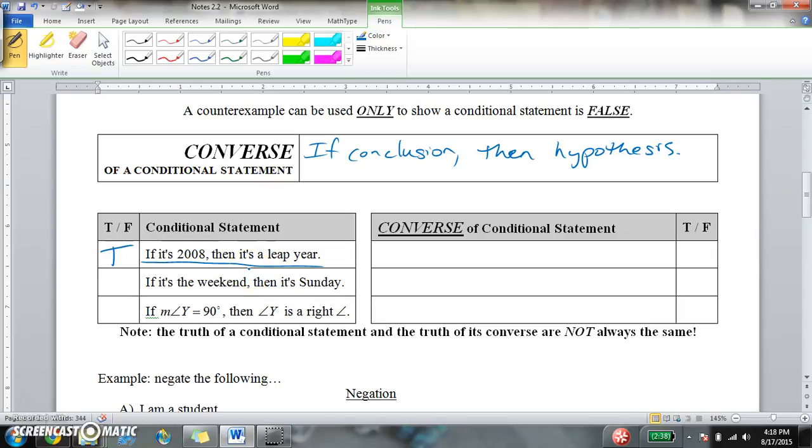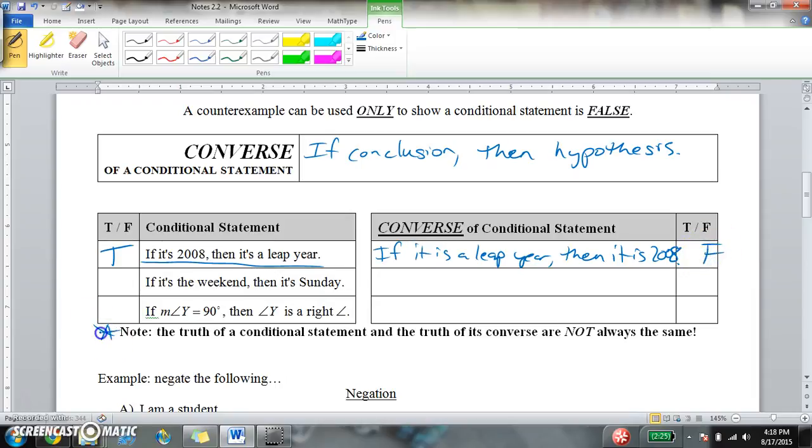If I want to take the converse of that statement, I just switch it around. I say, if it is a leap year, then it is 2008. So I just switch the hypothesis and the conclusion around. I keep if and then where they are, and I switch the hypothesis and the conclusion. This statement is actually false.